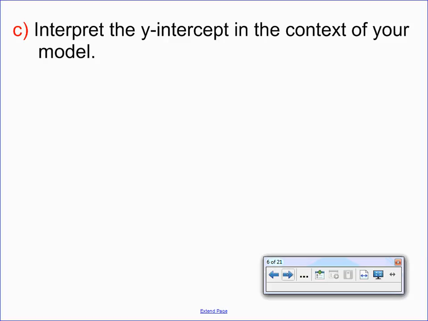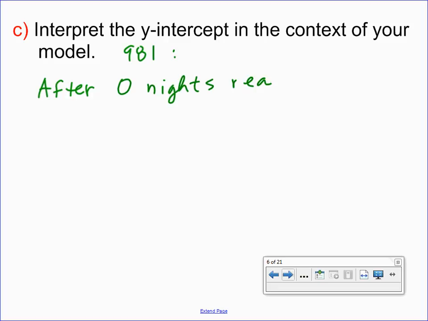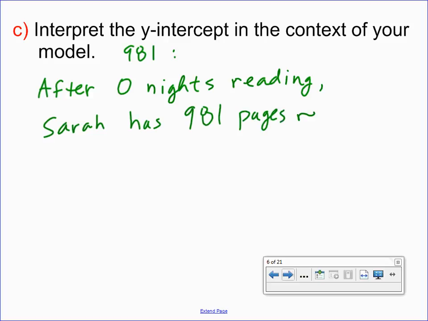Wonderful. Thank you for your interpretation. That's perfect. And so the value is 981. And what does that mean? It means that after 0 nights spent reading, Sarah has 981 pages remaining. That could likely be the number of pages in the whole book. It should be, when she starts, there's 981 pages remaining. And since she's reading Twilight for the 7th time, good for her. Well, good stuff.